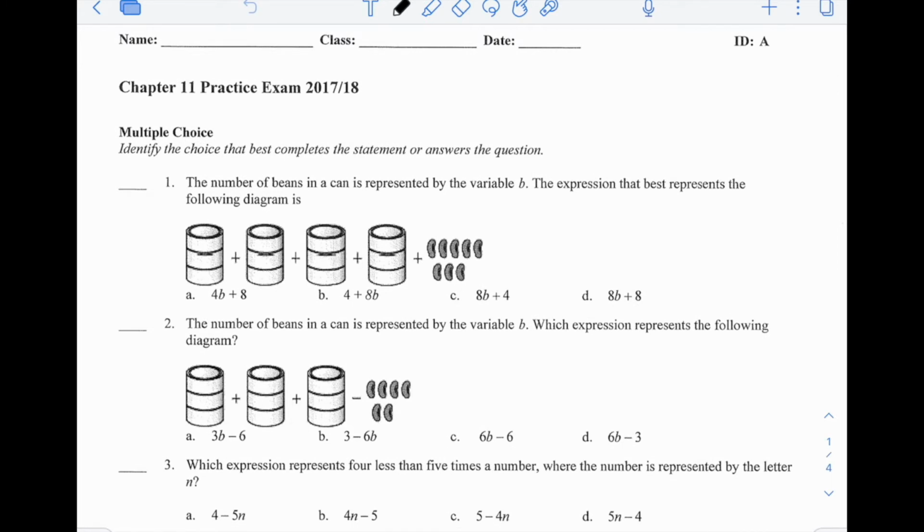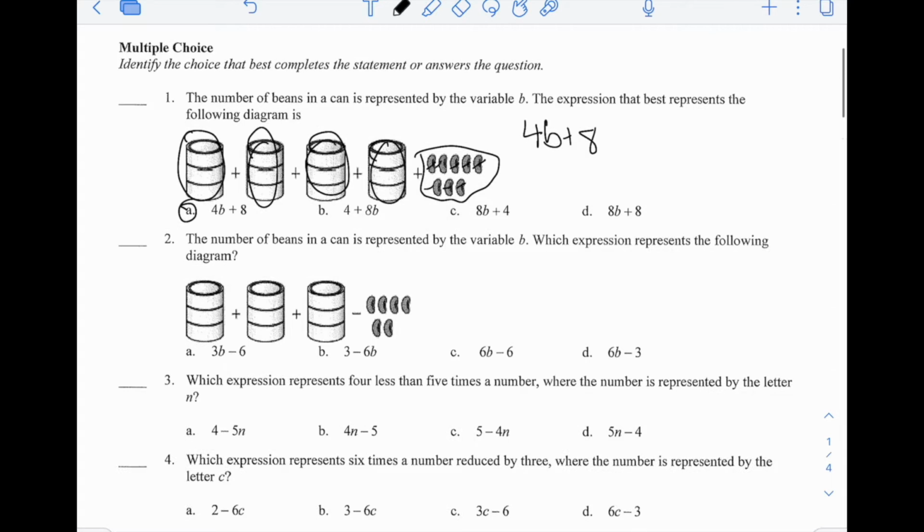Okay, so the first question: the number of beans in the can is represented by the variable b. The expression that best represents the following diagram is, so again, these would be like the cups. So this would be 1 cup, 2 cup, 3 cup, 4 cup. Remember, the number of cups is the numerical coefficient. So there's 4b, and then it says plus, how many is that? 1, 2, 3, 4, 5, 6, 7, 8. So the one that matches that would be A.